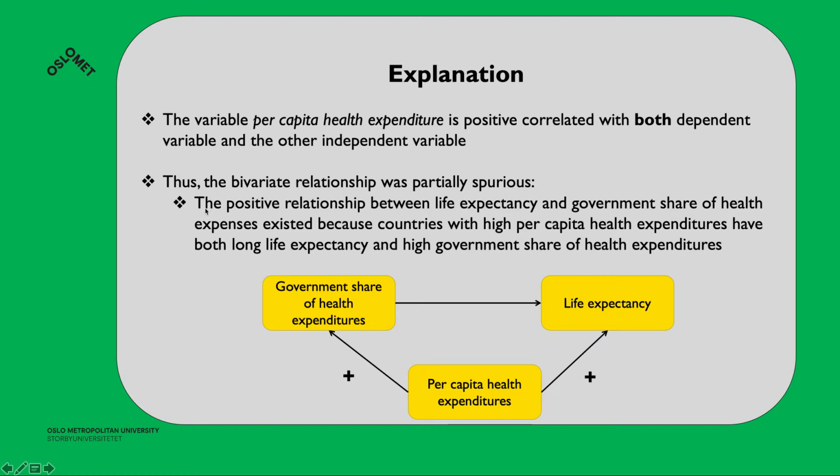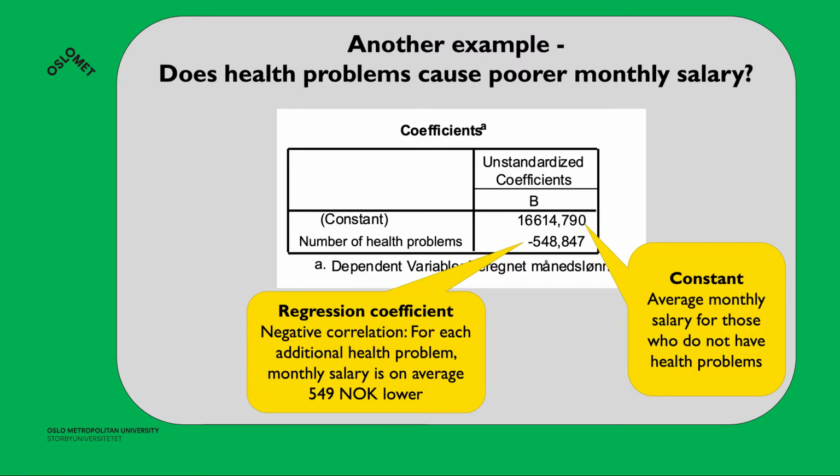So this bivariate relationship is partially spurious. The positive relationship between life expectancy and government share of health expenditures exists because countries with a higher per capita health expenditures have both longer life expectancy and higher government share of health expenditures. So it's partially spurious. Another example: do health problems cause poor monthly salary?